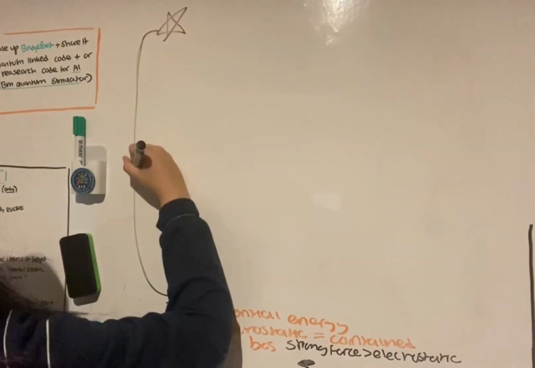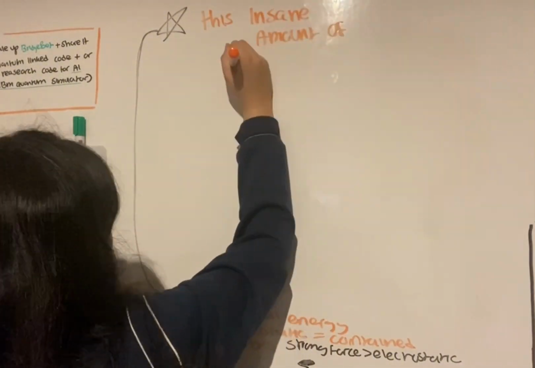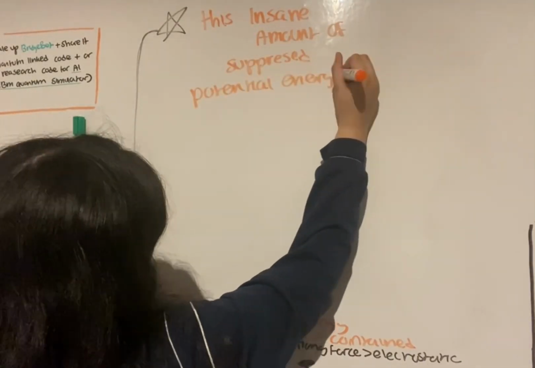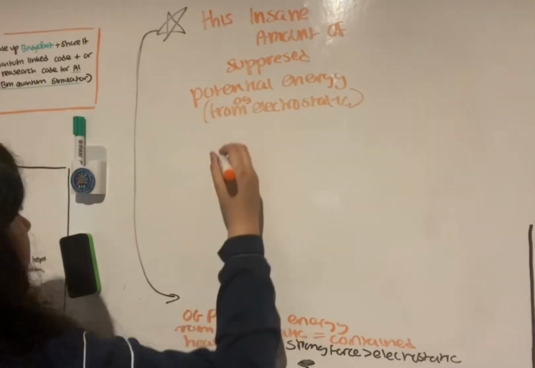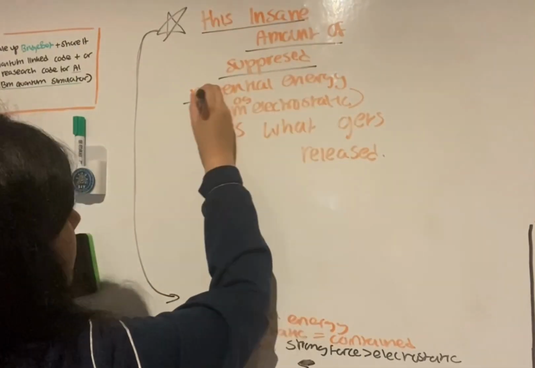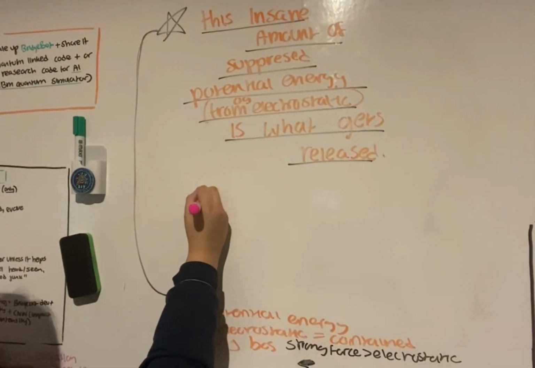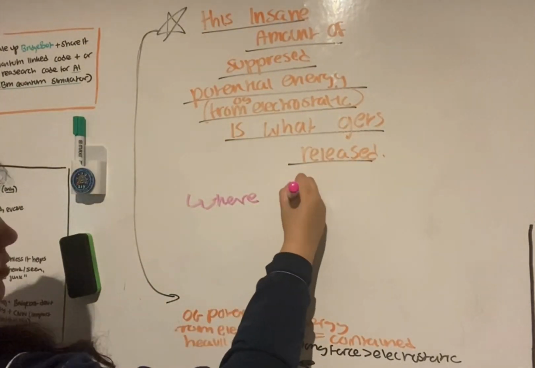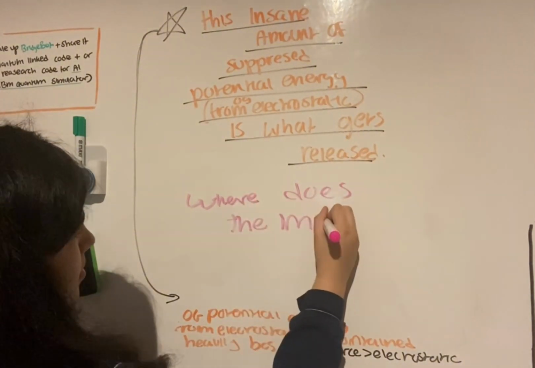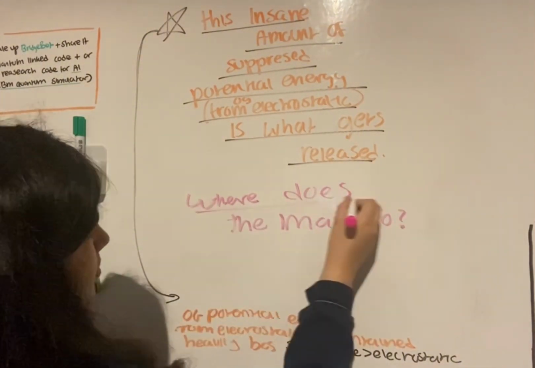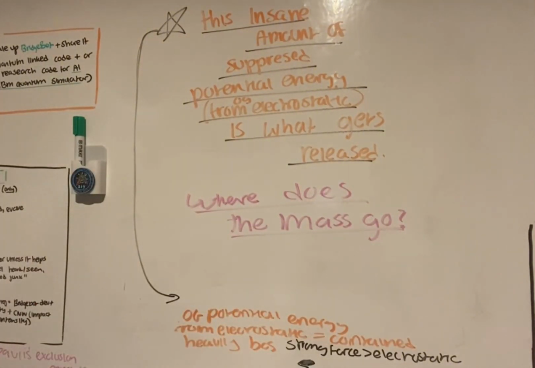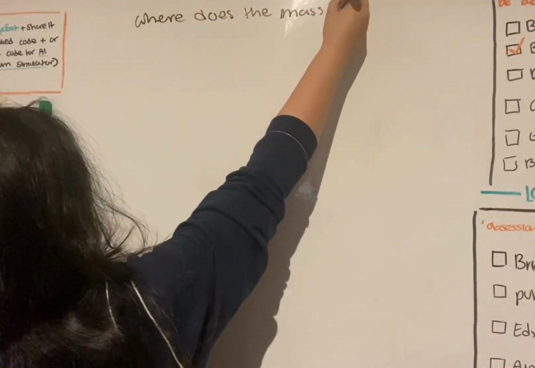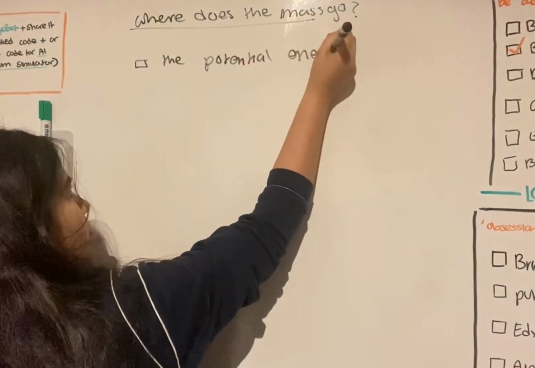And it's this right here that makes it so important. This insane amount of suppressed potential energy from the original electrostatic force is what gets released in fission. But where does the mass of the fission reactant even go? Because if you compared the weight of the reactants and the products, you'd always find that the reactants somehow weigh more than the products at the end. Well, to put it simply, the potential energy released was said mass.